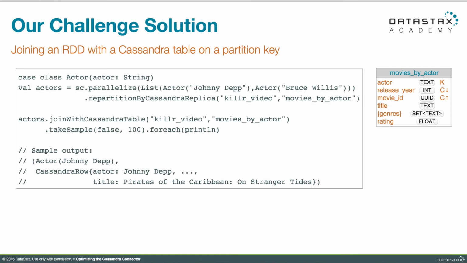And here's what the code looks like. It's really just a small tweak on that initial collection that we parallelize. After we parallelize it, we repartition it by Cassandra replica. Of course, we have to specify the table because Cassandra is going to need to know what's the partition key structure that we're partitioning by, but we do that and that shuffle takes place. Afterward, we're able to join that with the Cassandra table and that's going to run faster.